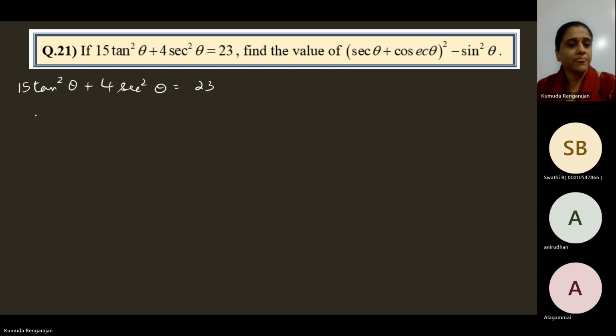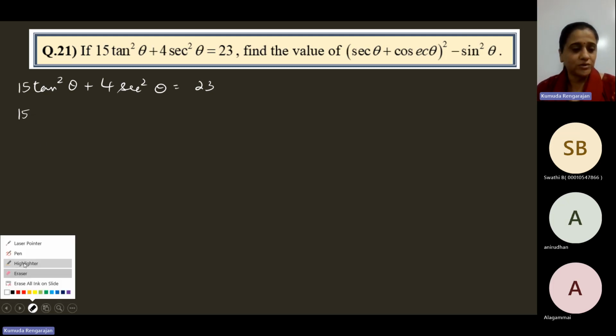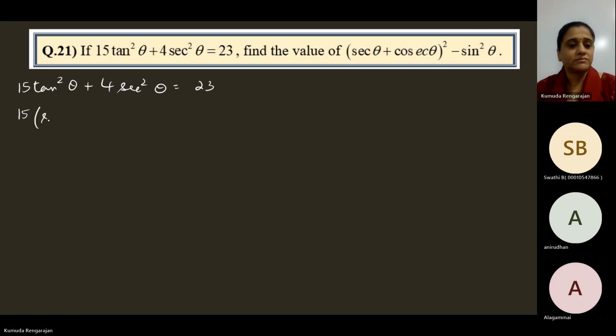Oh, you're changing tan square theta to secant square theta minus 1. Okay. Tan square theta is equal to secant square theta minus 1.